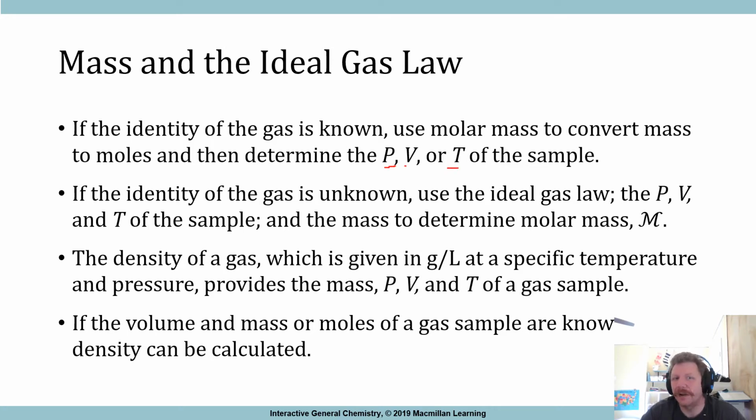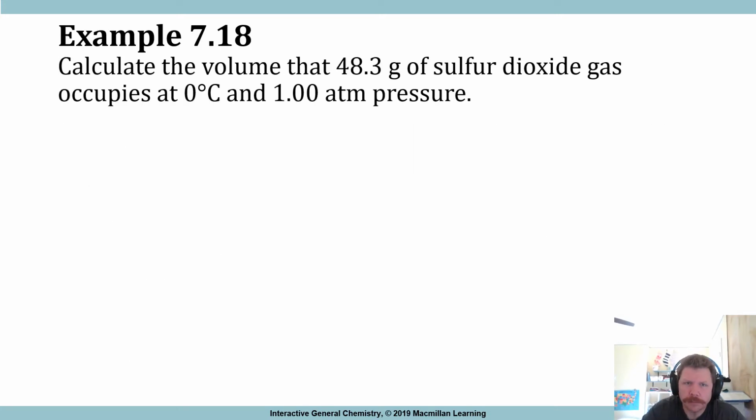If the identity of the gas is unknown, use the ideal gas law, the P, V, and T of the sample, and the mass to determine the molar mass. Okay, the density of a gas, which is given in grams per liter at a specific temperature and pressure, provides the mass, pressure, volume, and temperature of a gas sample. And if the volume and mass or moles of a sample are known, density can be calculated. So you can do a lot with PV equals nRT.